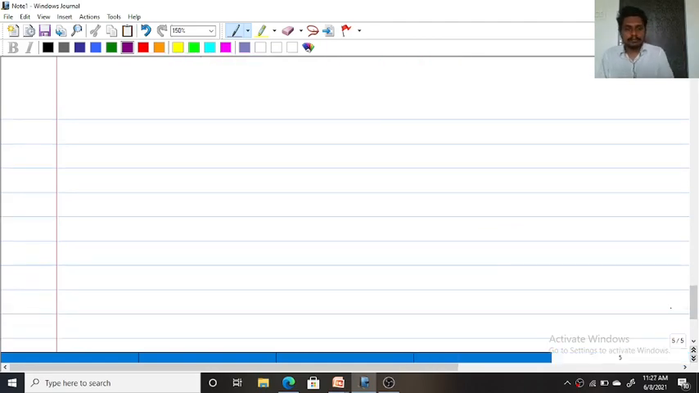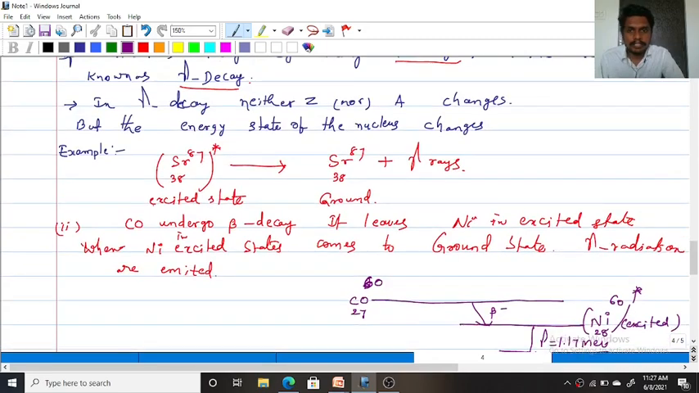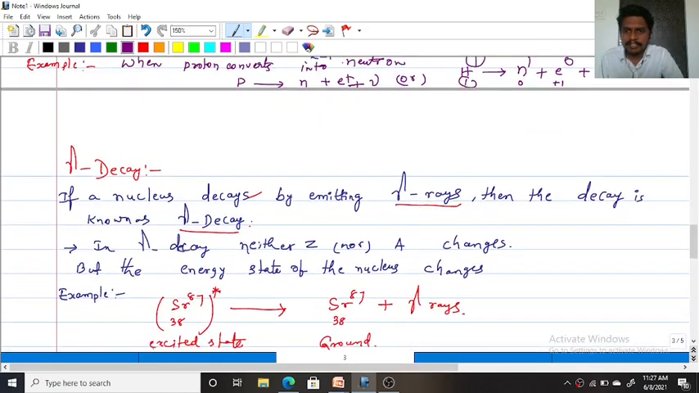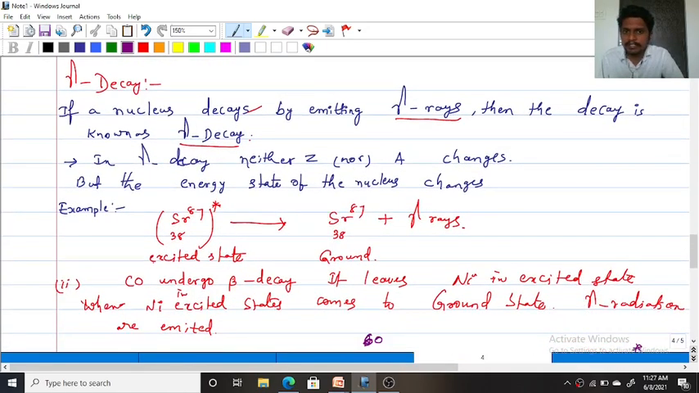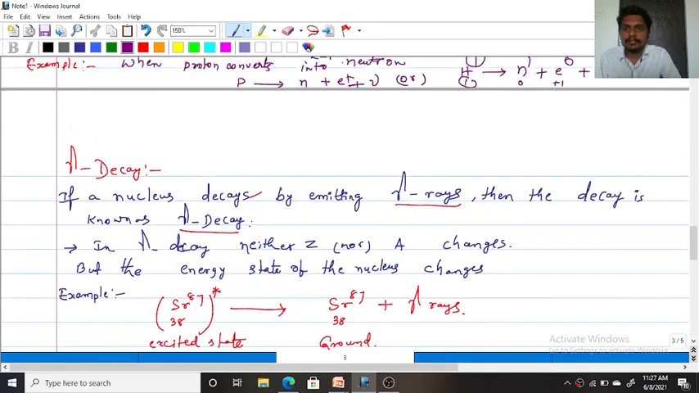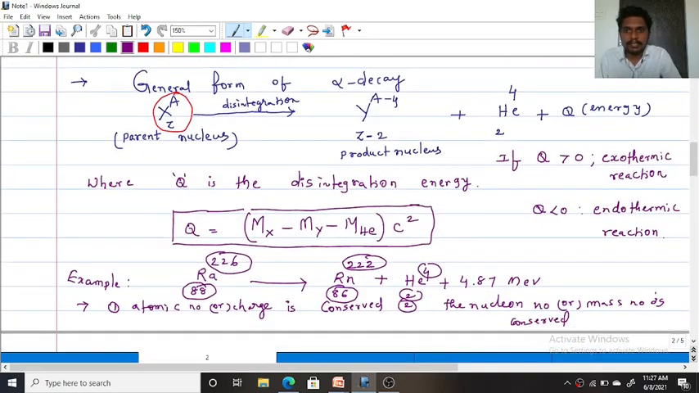So this is about gamma radiation. What happens in gamma radiation is just gamma rays are emitted when an excited nucleus comes to ground state. This is about the three decay processes. Next I will explain the last topic of this class.